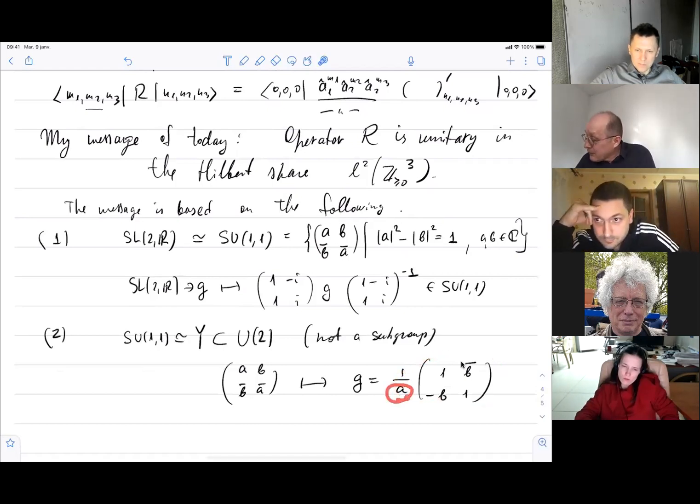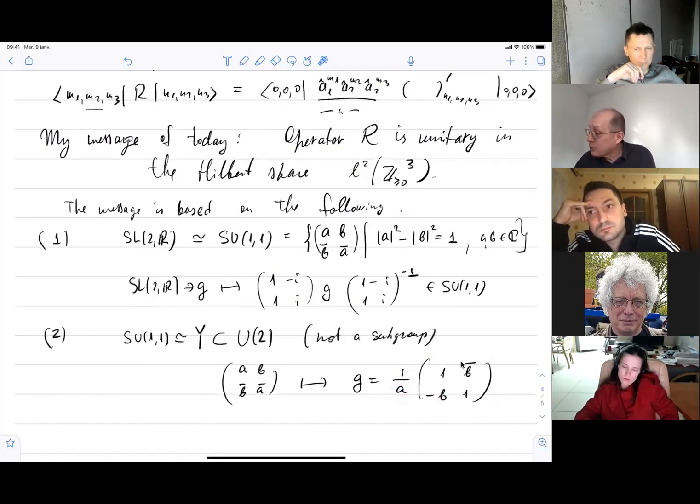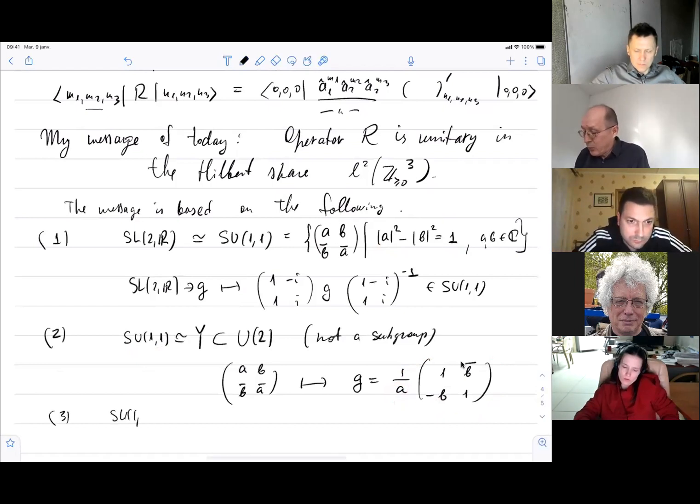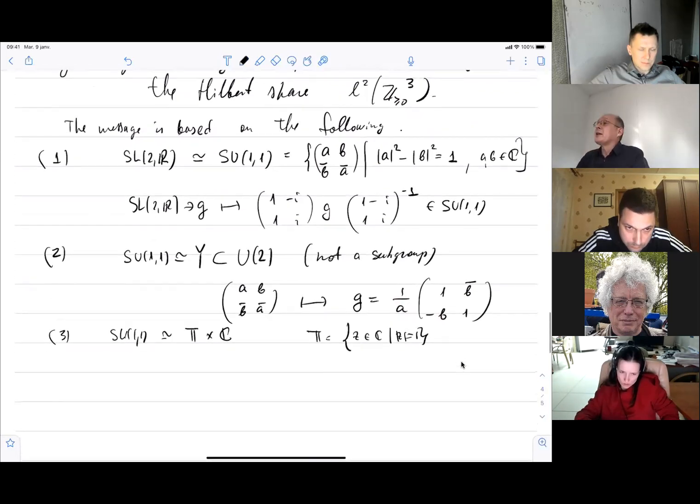And the division by A is perfectly legitimate because from here you see that the absolute value of A is greater than or equal to 1. So A in the subgroup is never 0, so we can divide by it. And the third point, maybe I put that SU11 is equivalent to the unit complex circle times the complex plane. So T is the set of Z in C with absolute value of Z equal to 1. Okay, and the relation is very simple.